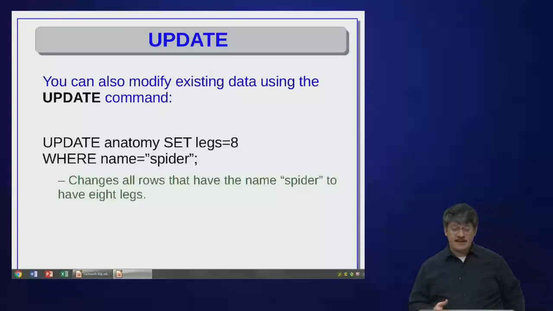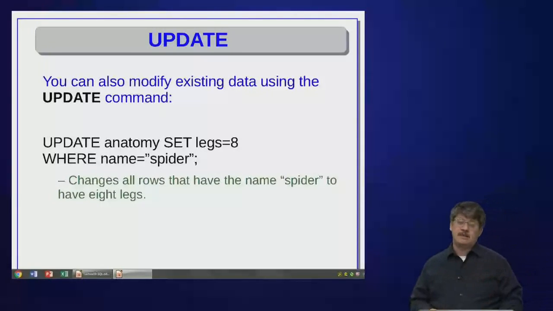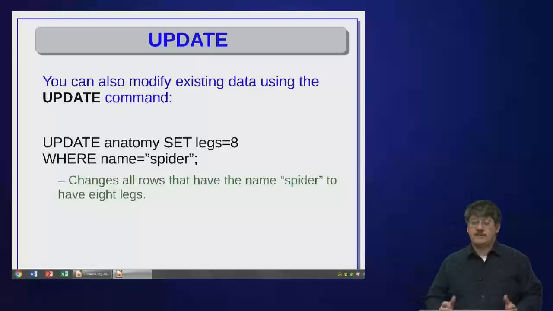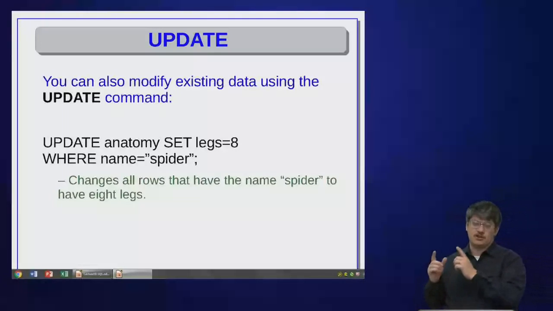You can also modify existing data. If you've already inserted data into the database but you want to change it, maybe you typed it in wrong and you want to fix it, or maybe the information's changed. Maybe somebody's moved and you want to update their address. You can do that with the update command. So for example, here I can say update anatomy, set legs equals 8 where name equals spider. And if I had a row of my table that said the spider has 6 legs and does not have a beak, now that 6 legs would change to the correct fact, which is that the number of legs on a spider is 8.